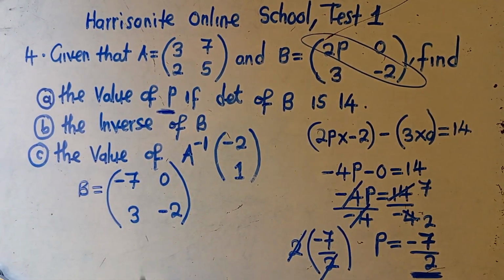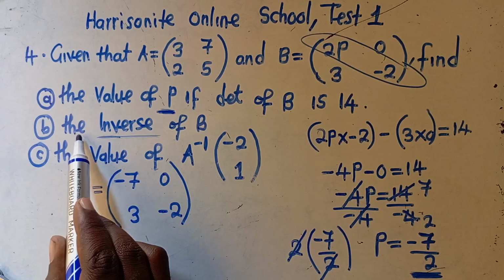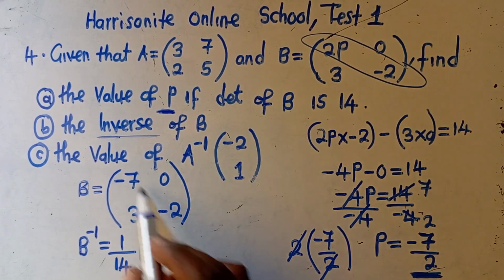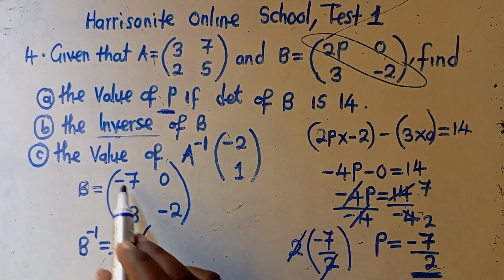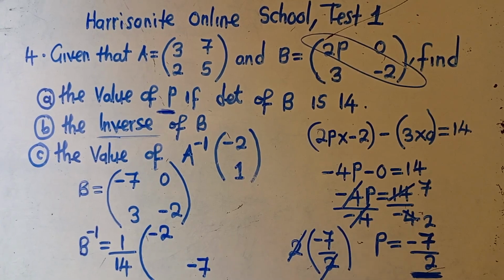So now we want to answer this particular question, telling us to find the inverse of B. So for us to find the inverse of B, what we are supposed to do, we know that B inverse is equal to 1 over the determinant. What is determinant? Determinant is 14. I do this, then I say this is the major diagonal. What happens to the major diagonal? Numbers are going to swap. Negative 2 goes on top, negative 7 comes down.